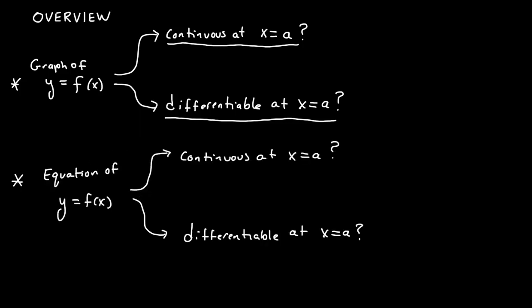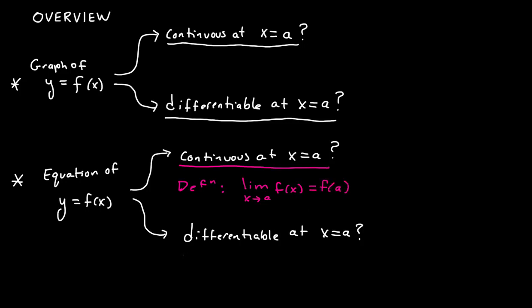Now we will investigate what happens if we have an equation for y equals f of x. The question of whether or not a function is continuous at x equals a needs to be explored a little more formally using the definition, and we did that already in the warm-up of this lesson, which is seeing whether or not the limit as x approaches a of the function f of x equals f of a, and we did a proof of that.